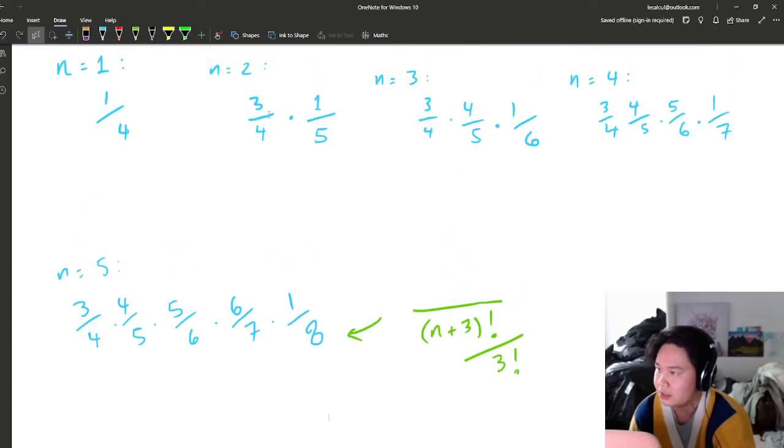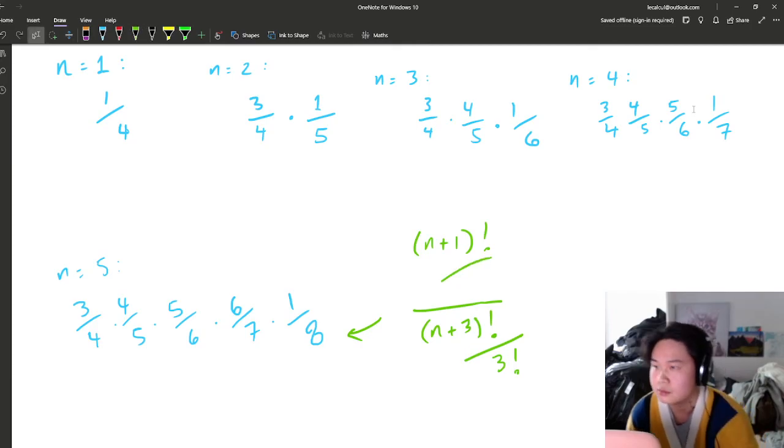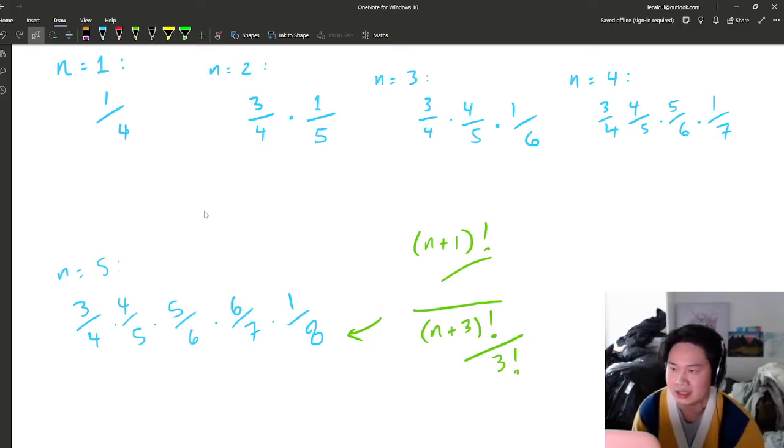Then in the numerator, notice, right, that ignoring the 1, it's just n plus 1 factorial. Right, so this is 4 factorial, 4 times 3, and then there's the 2, 1. Let's see, 5 factorial, right? Plus 1 is 6, 6, 5, 4, 3. But we are missing the last 2 factorials, so we're gonna divide it out like that.